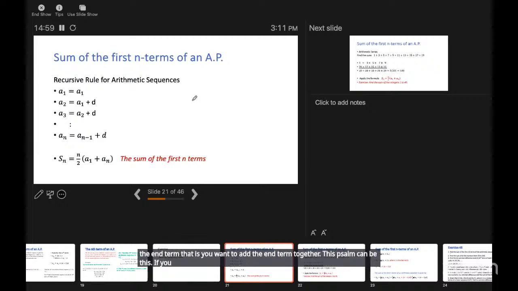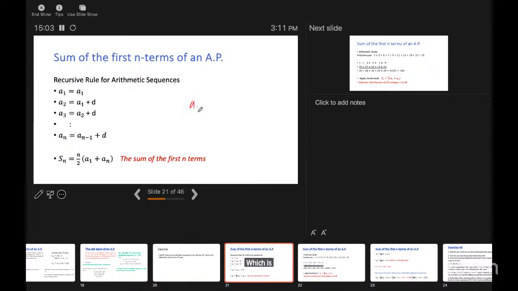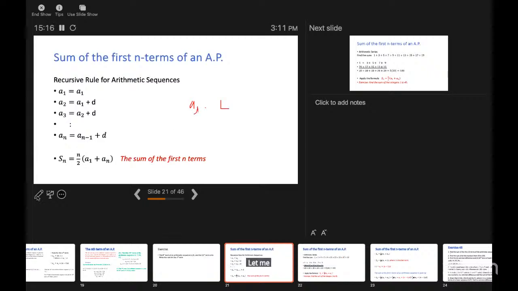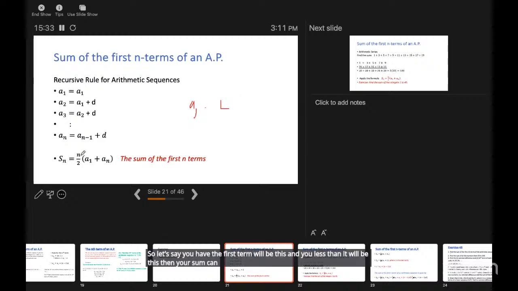If you know the first term of your sequence, which is A, and you know the last term, let me use capital L for the last term, then your sum is n over 2 into (A plus L), the first term plus the last term, which is derived from this formula.